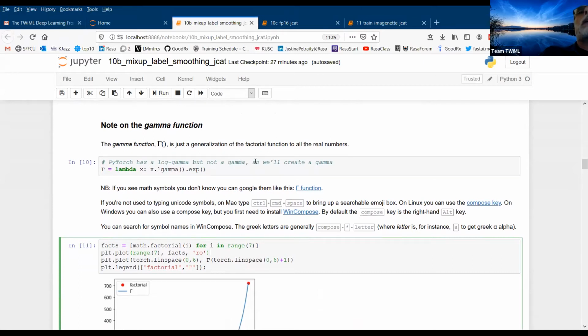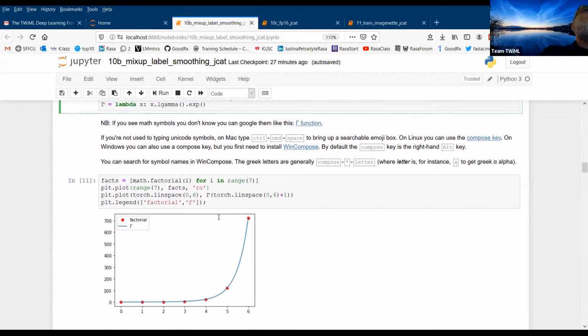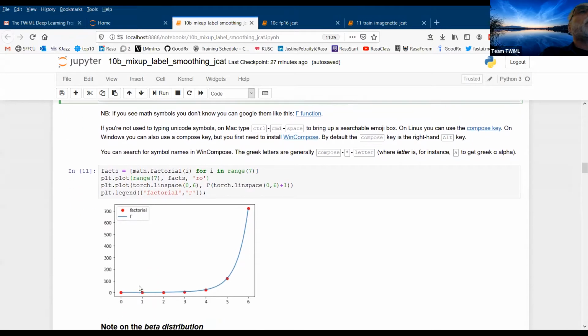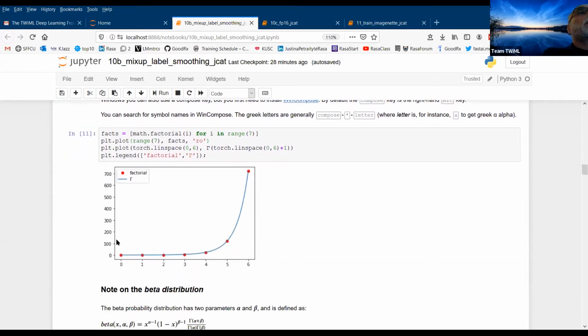We talked about this a little bit last time. Everybody knows what 1 factorial, 2 factorial, and 3 factorial are, but what about 3.2 factorial? So the gamma function is a generalization of the factorial function to the real numbers, and that's plotted here. The gamma function is available in PyTorch. Actually, it's the log gamma function, so they create a gamma function just by exponentiating the log gamma function. So that's fine. And this shows how the gamma function works: it fills in the factorial function in between the integers.